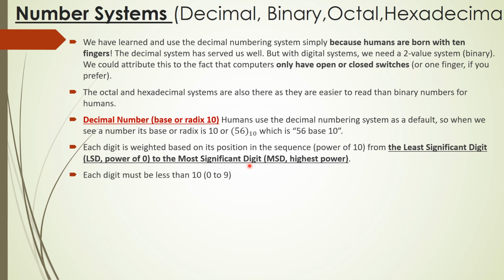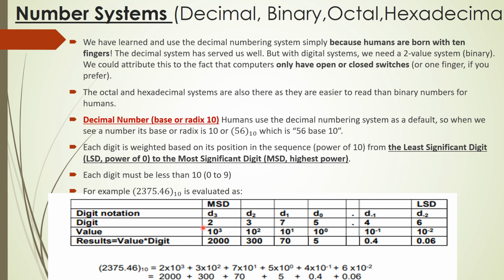Each digit must be less than 10, that is 0 to 9. Either it is the least significant digit or the most significant digit, it should be less than 10. For example, here I am taking an example of a number 2375, which is a decimal number, and we are going to evaluate it in terms of least significant digits and most significant digits.